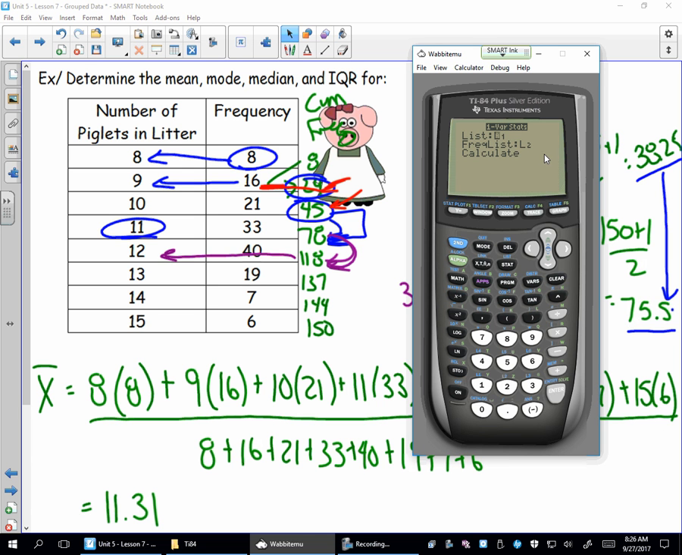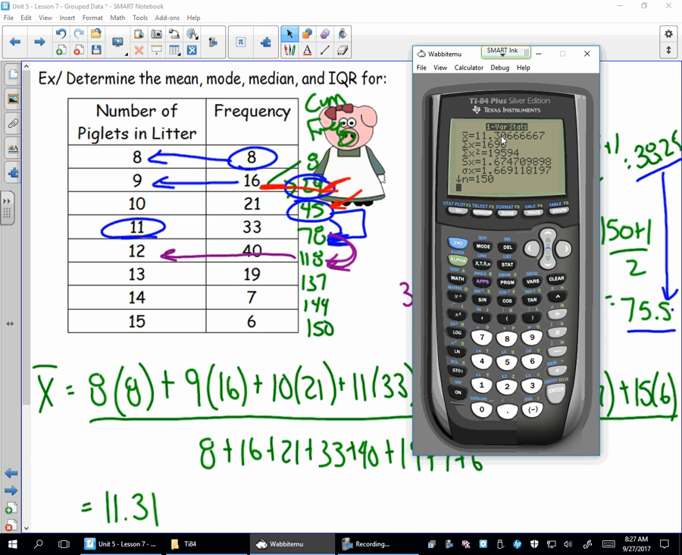This will always stay in here until you clear the memory or clear that. So if you don't have frequencies, make sure you delete that. Go down to it and say, oh, I want to get rid of that. Now, we do want it for this question because we're looking at frequencies. Let's see how we did.